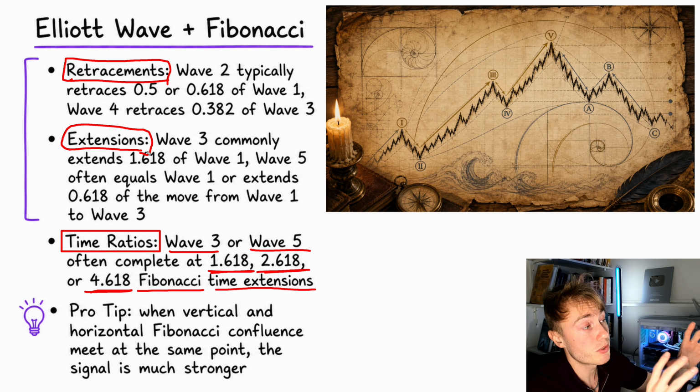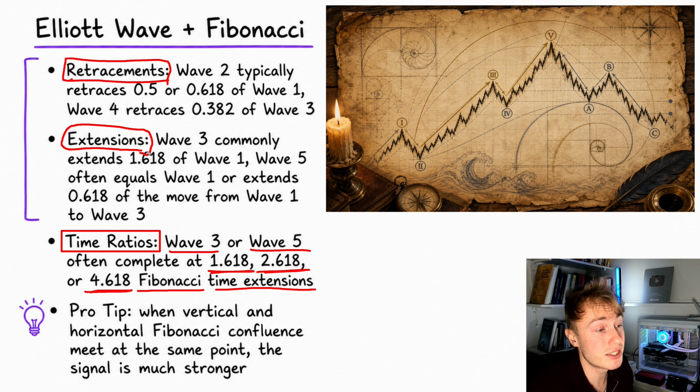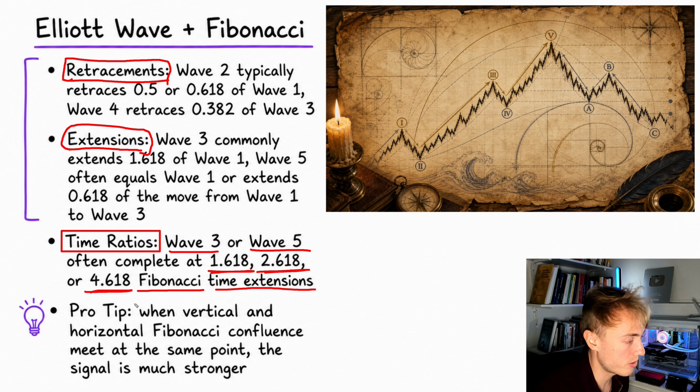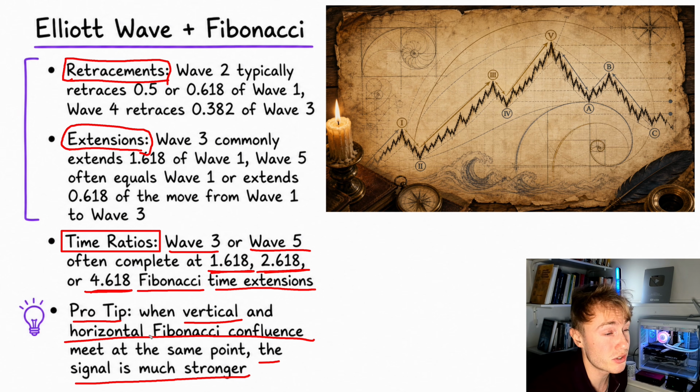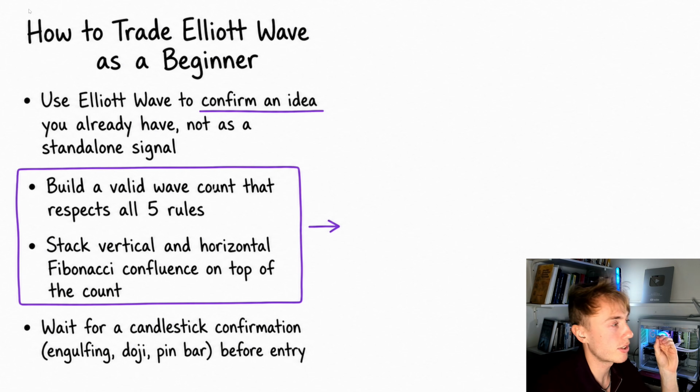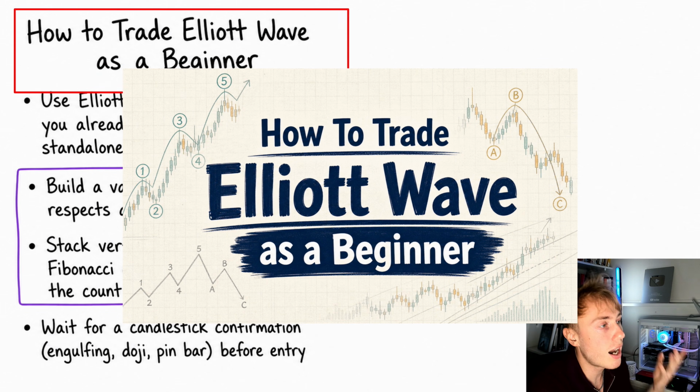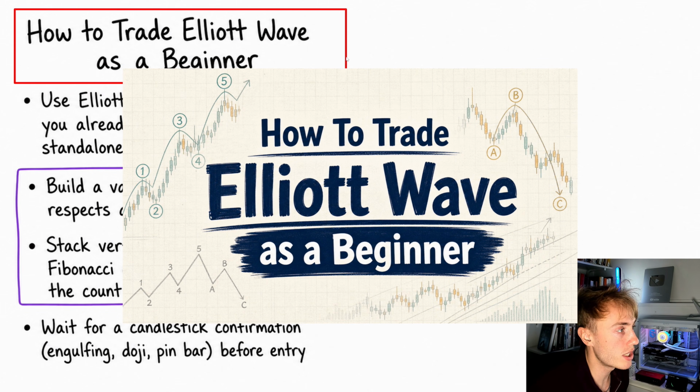And before you dive deep into retracements and extensions, you need to master the count. The count is the most important thing. But here, a pro tip is that if you have both vertical and horizontal Fibonacci confluences that meet at the same point, the signal becomes stronger. So if we can align all of these signals, the analysis becomes stronger. But right, so now let's take a look at something very important. That is, of course, how do we actually trade using Elliott Waves as a beginner?